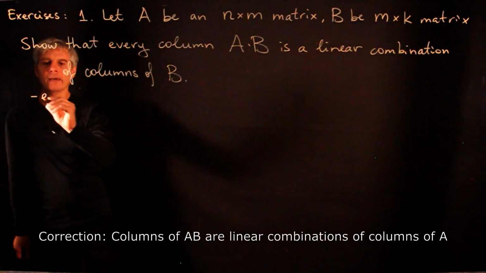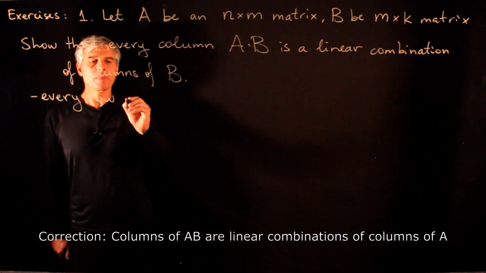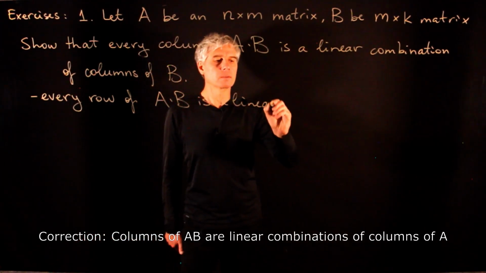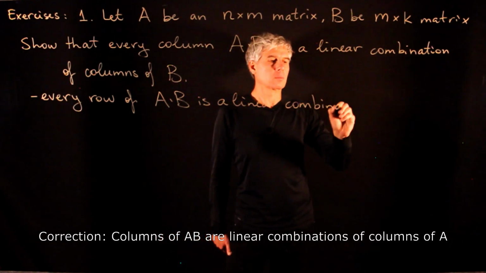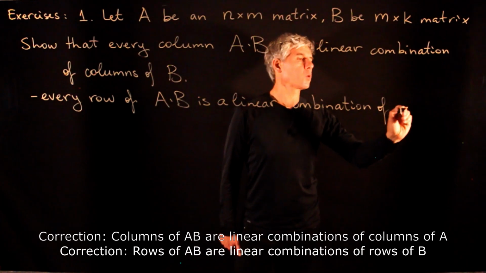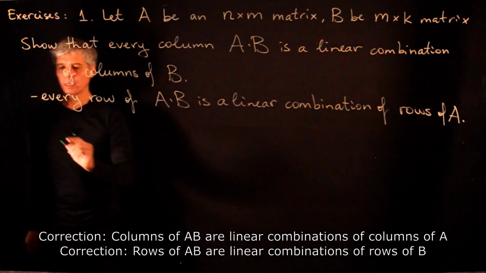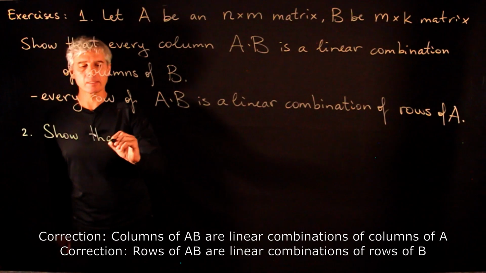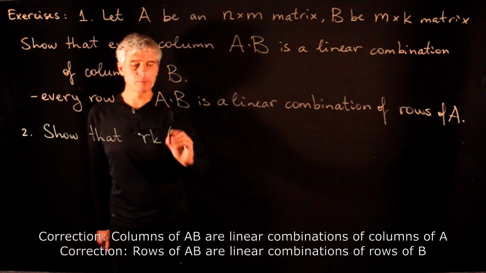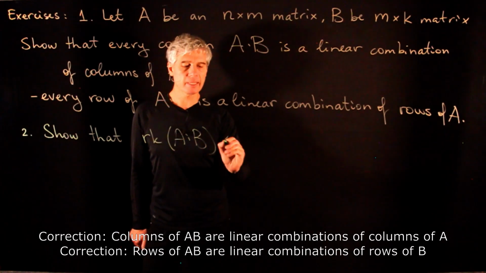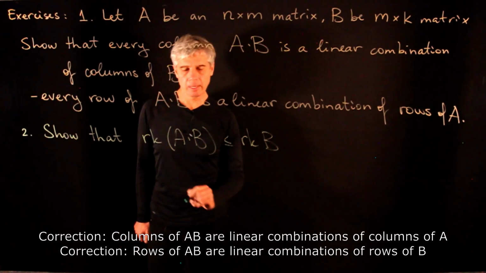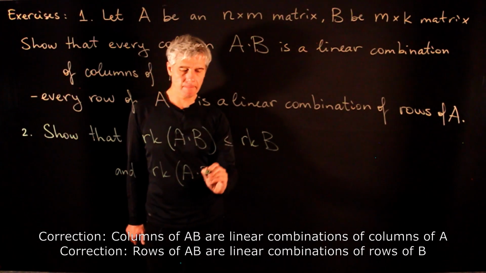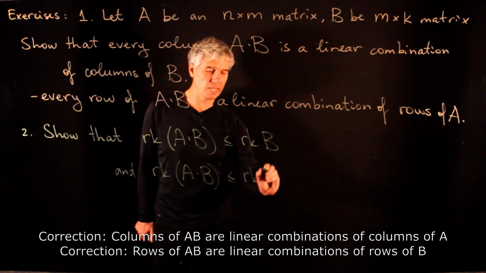And every row of A times B is a linear combination of rows of A. So the second problem: show that the rank of A times B is less than or equal to the rank of B, and also that the rank of A times B is less than or equal to the rank of A.